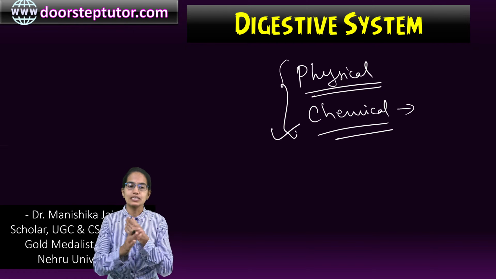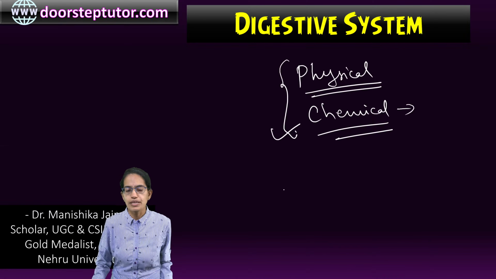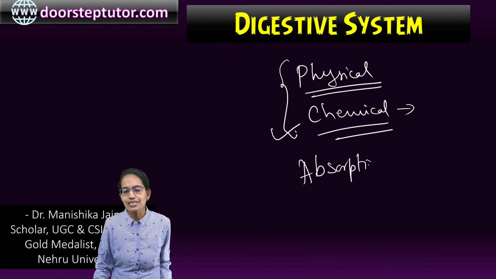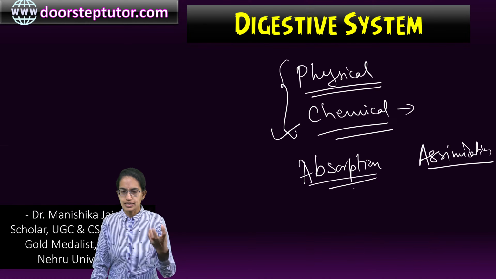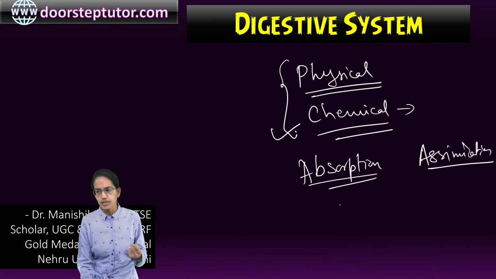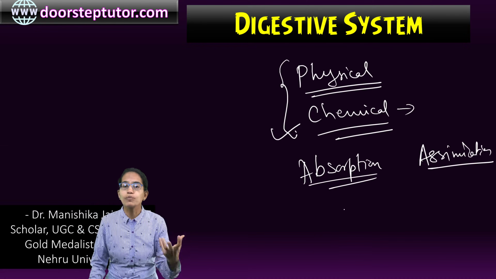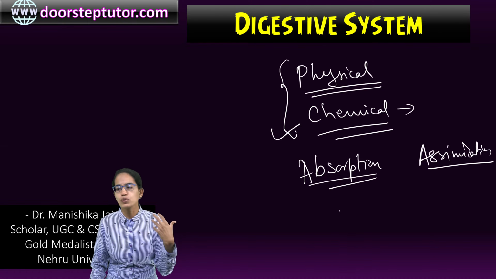Now, for this digestion to be accomplished, there are a few important pathways. One is absorption. The second is assimilation. Let's understand the difference. Absorption is where the food that is digested through the physical and the chemical processes gets absorbed through the intestinal walls into the blood.